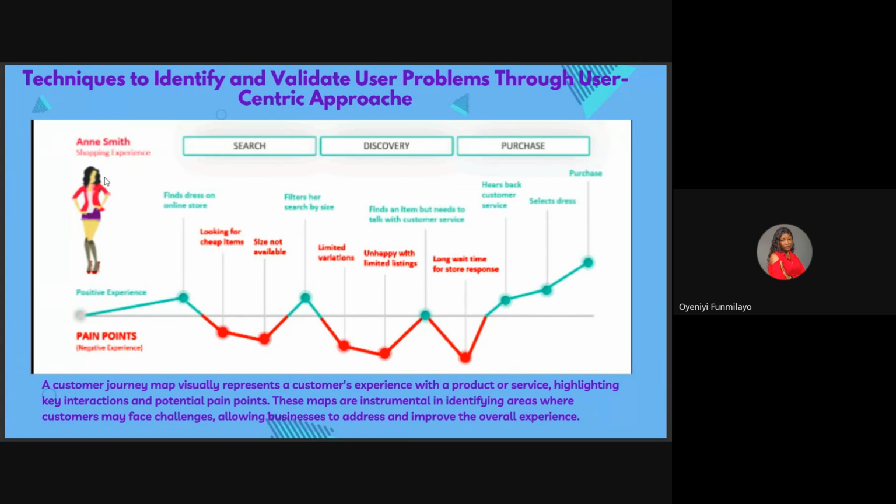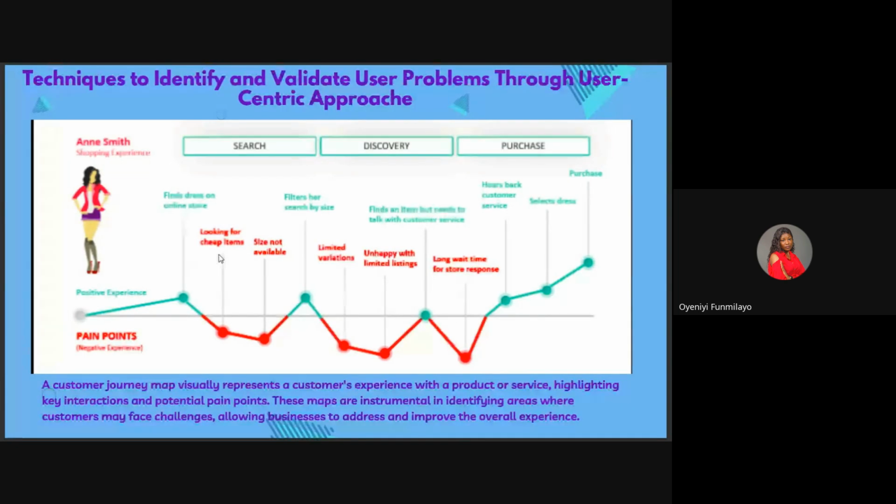So this is Annie Smith, and this is her shopping experience. Of course, she would search for the products. The next thing she will do is discover if whatever she wants is available, and then she will buy it. But before she does these three things, which are the three steps that must be taken on this shopping platform, she will have to go through all of this process. The ones in green indicate a positive experience, and the ones in red show a negative experience.